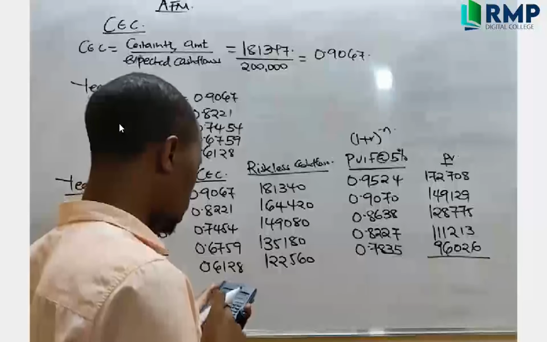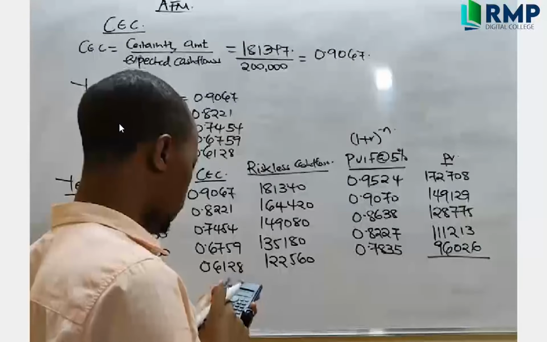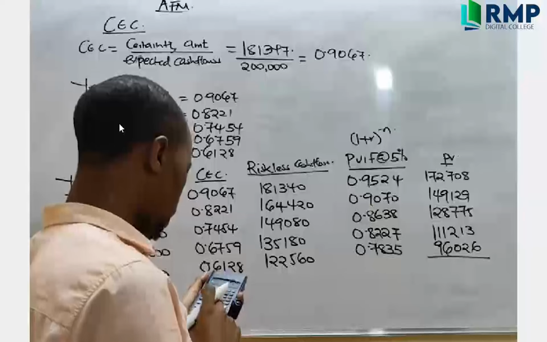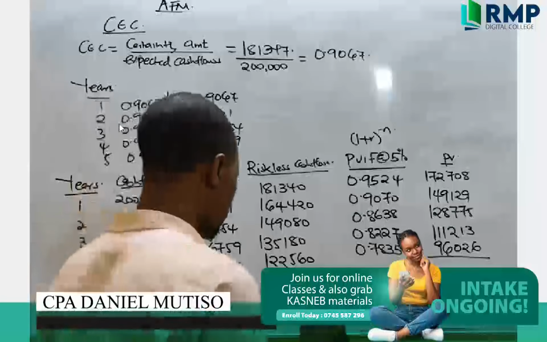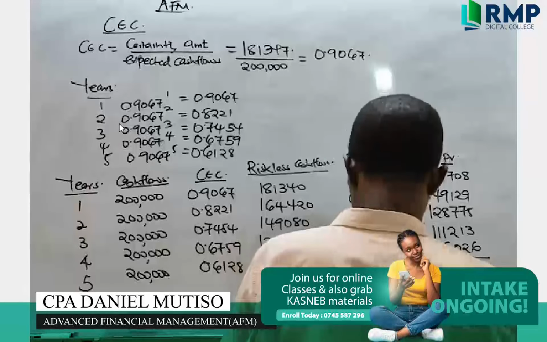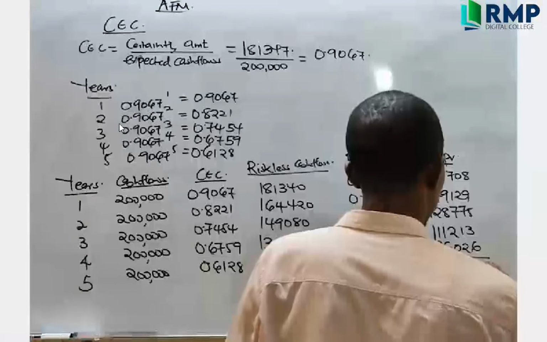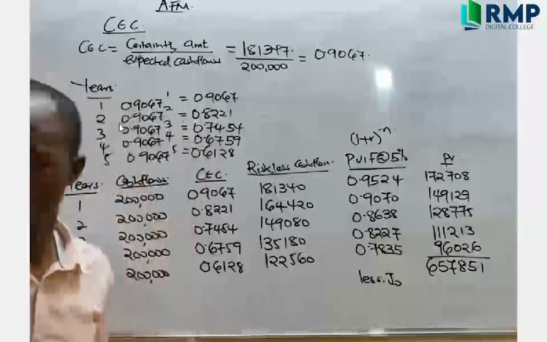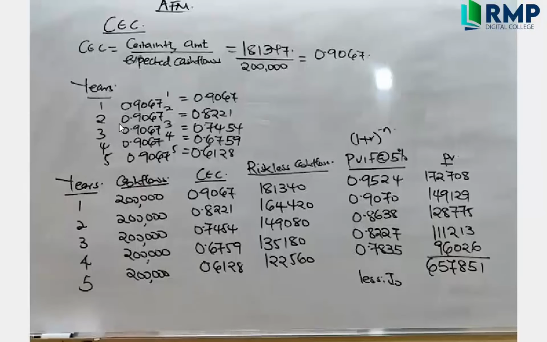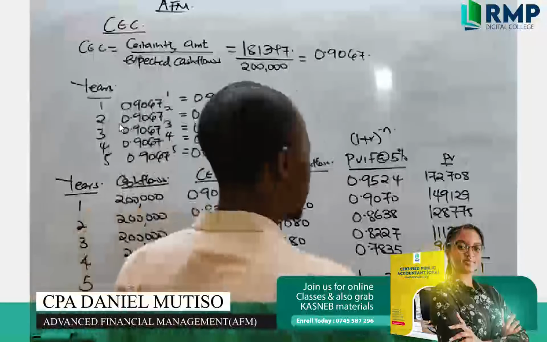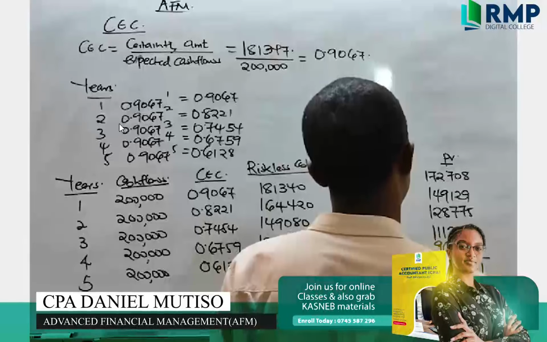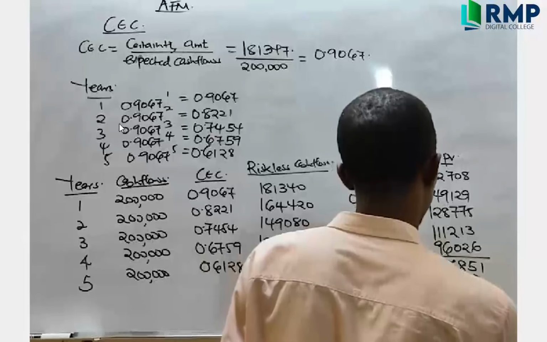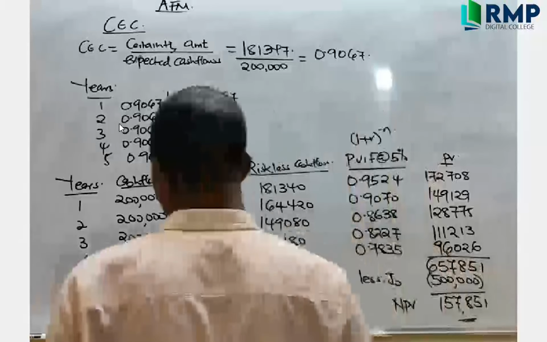How much is it? 96,026 plus 111,213 plus 128,775 plus 149,129 plus 172,708. We get 657,851. Then you less your initial outlay today. How much is our initial outlay from the question? Our initial outlay is around 500,000. What is your NPV here? You say my NPV is 157,851. Advise the investor.